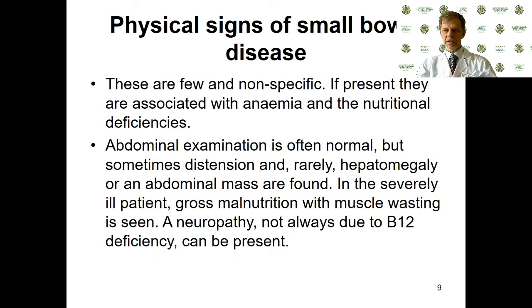Other signs. Few physical signs, so what we can find on examination. Few and non-specific. If present, they are associated with anemia and the nutritional deficiencies. Abdominal examination is often normal, but sometimes distension, rarely hepatomegaly or an abnormal mass are found, for example, due to tumor. In the severely ill patients, gross malnutrition with muscle wasting is seen. Neuropathy, not always due to B12 deficiency, can be present too.